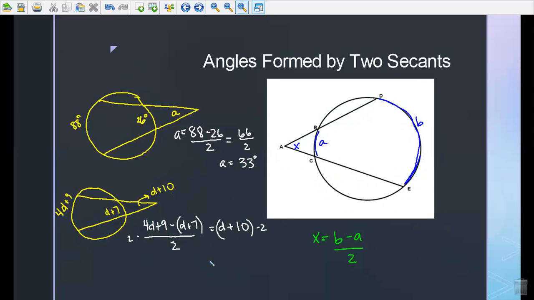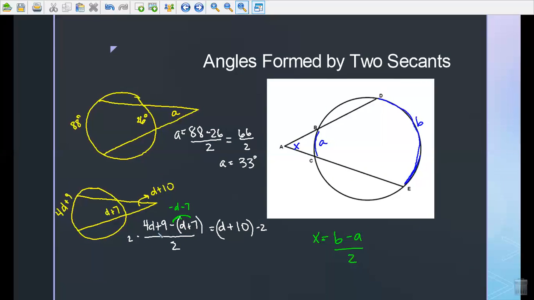Get rid of that ugly fraction. And at the same time, I'm going to go ahead and combine my like terms. Now, the reason that you have to use a parentheses with your subtraction is because this negative has to be distributed through. Because I'm not just subtracting D, I'm subtracting D plus 7. So this ends up being minus D minus 7.